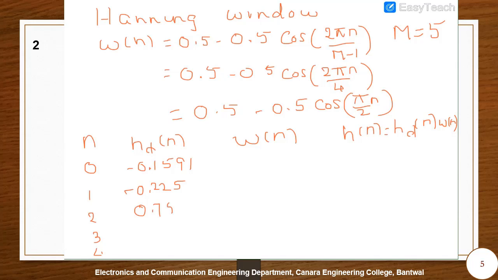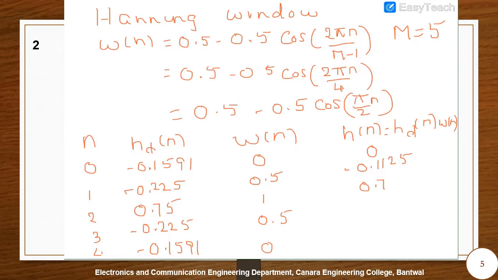hd of 2 is 0.75, this is minus 0.225, this is minus 0.1591. w of n is 0, 0.5, 1, 0.5, 0. So you get this as 0, minus 0.1125, 0.75, minus 0.1125, 0.